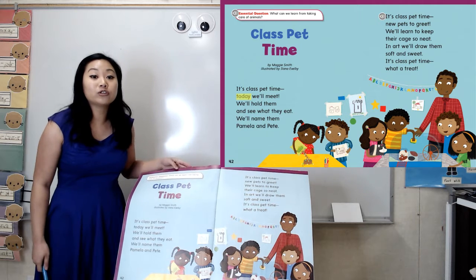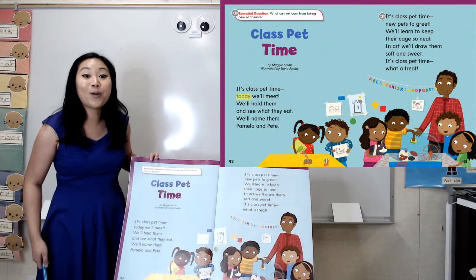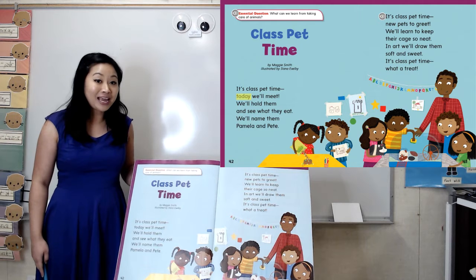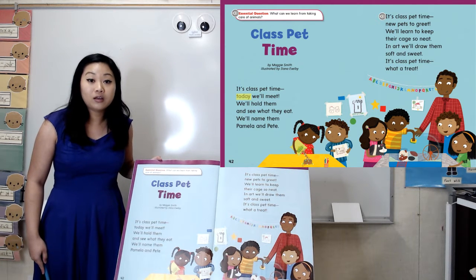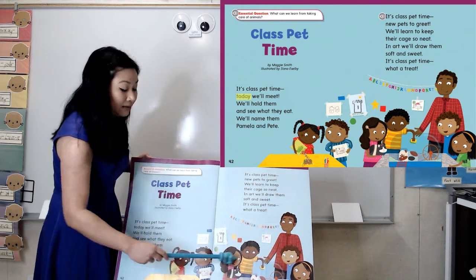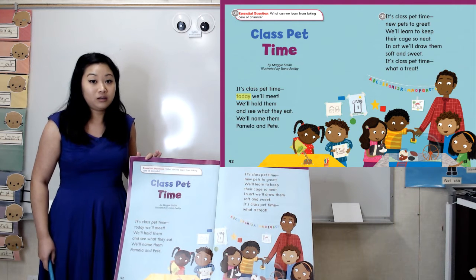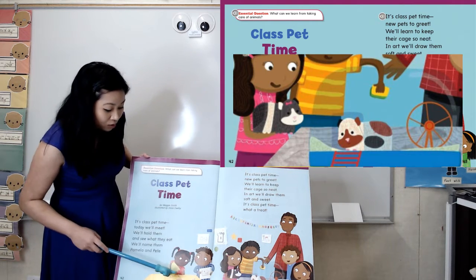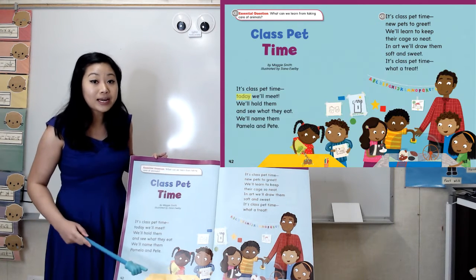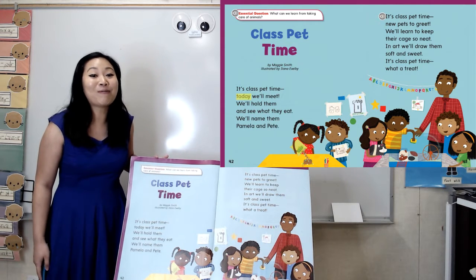And those pictures are connected to the words on the page. Also, the author of a poem is called a poet. What do you notice about the illustrations on this page? What do you see? You might say, I see a teacher and some children. What else do you see? Well, it looks like they have 2 hamsters or maybe guinea pigs, and it looks like they're getting ready to feed them. There's their food. Well, let's read more about them.